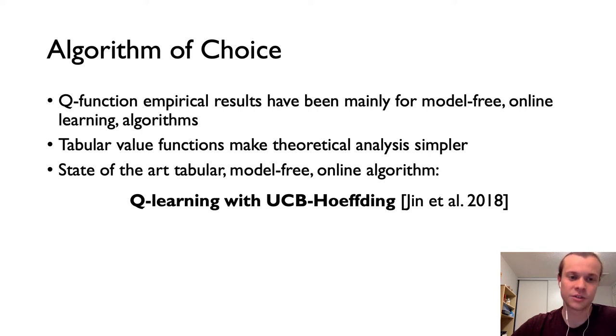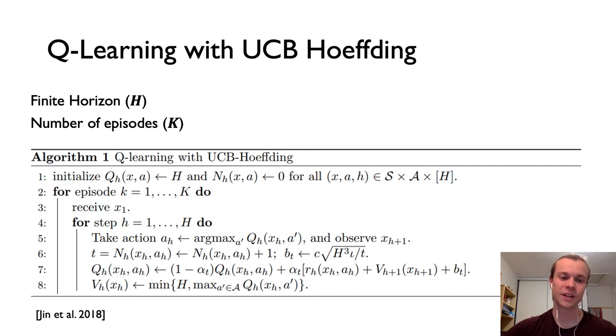The reason for this choice is that, if you recall, the Q function reuse empirical results were mainly focused on model-free online learning algorithms. Also, tabular value functions make theoretical analysis simpler. Therefore, we went with the state-of-the-art in tabular model-free online algorithms, which was the Q-learning with upper confidence bound Hoeffding algorithm, presented by Jin et al. So this is the algorithm, and I'm going to briefly discuss it here.